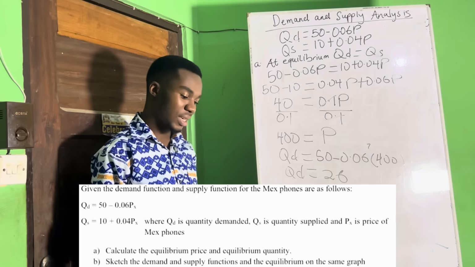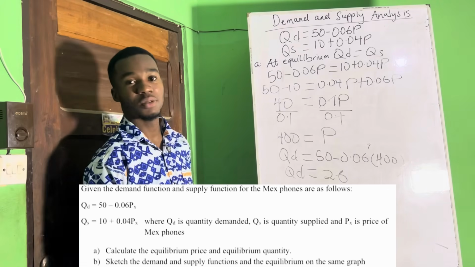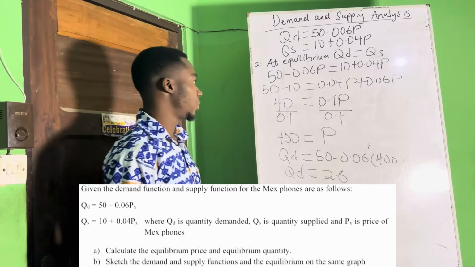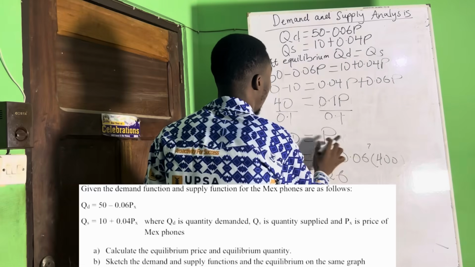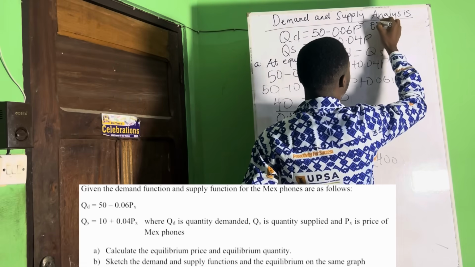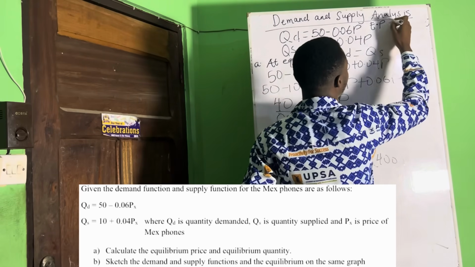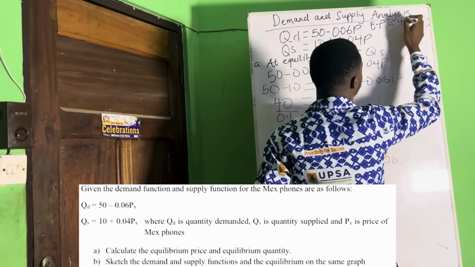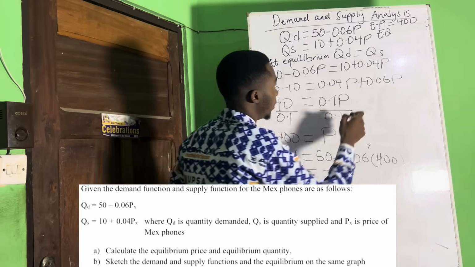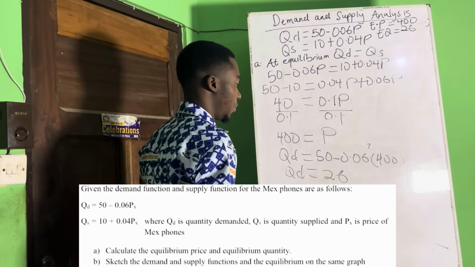The B says we should sketch the demand and supply functions and the equilibrium on the same graph. It means everything has to be done on one graph. All right. So now let's write the equilibrium price. You got 400. So let me write the equilibrium price, I'm just making it EP. So equilibrium price was 400. Then our equilibrium quantity, what did we get? 26. So we'll use that one to solve for the B. That's why I'm writing it.